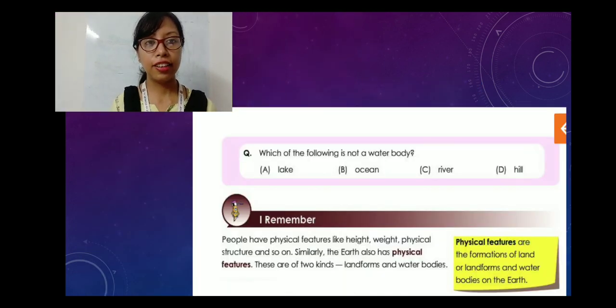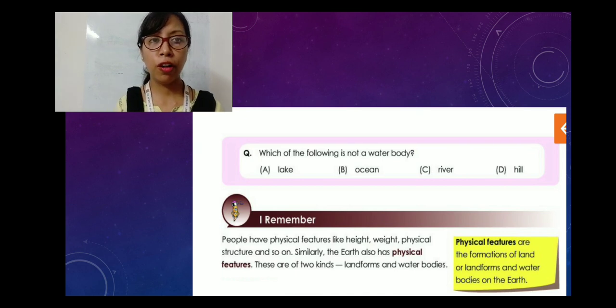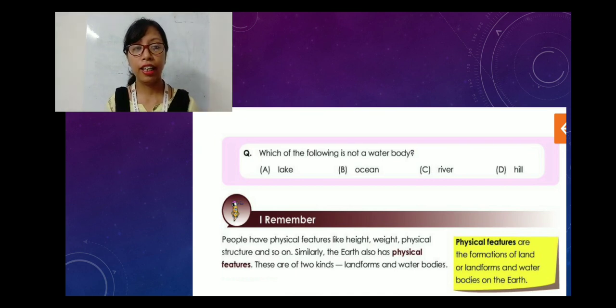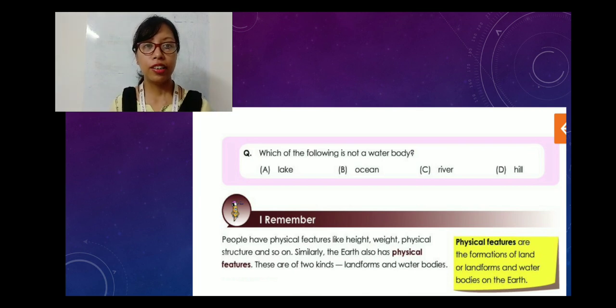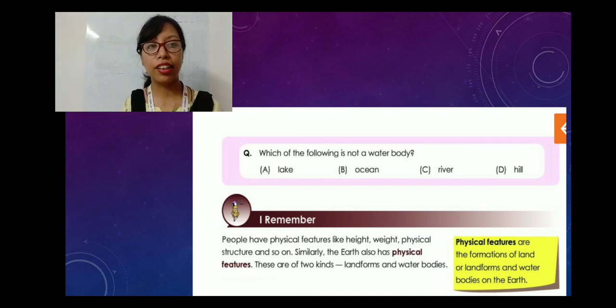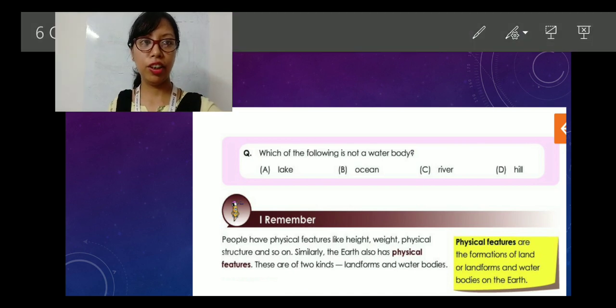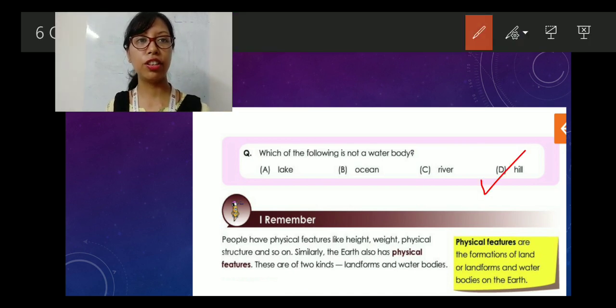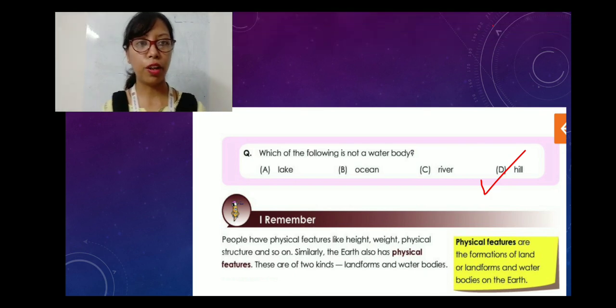Now let's move towards the next one. So let us answer this question: which of the following is not a water body? A, lake; B, ocean; C, river; D, hill. So lake is a water body, right? Ocean is also a part of water body. River is also a part of water body. Now what is the hill? So hill cannot be a part of water body. Therefore you have to tick mark the hill, which is not a part of the water body. Now let's move towards the next one.